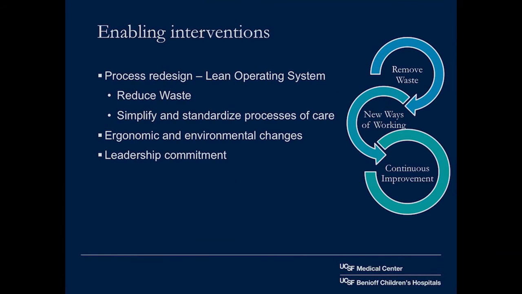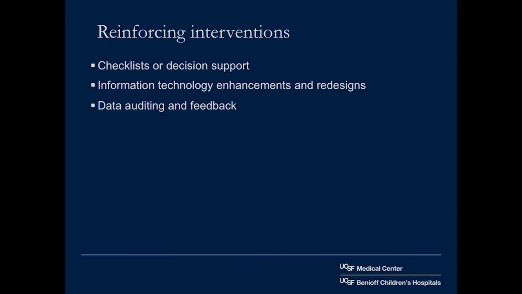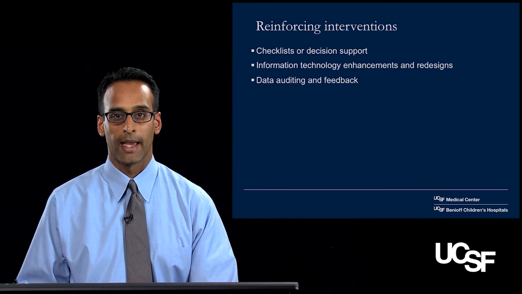Enabling interventions facilitate making the desired behavior natural. In the previous module, we discussed the concepts of the lean operating system and its emphasis on reducing waste. What this often means in a specific environment is reducing unnecessary steps and making work as efficient as possible. These types of interventions facilitate performing the right thing every time. Reinforcing interventions facilitate performing standard work by reinforcing and rewarding the right behavior. Data auditing and feedback is a very powerful reinforcing intervention, both in order to highlight successes and to draw attention to areas which may need more assistance.